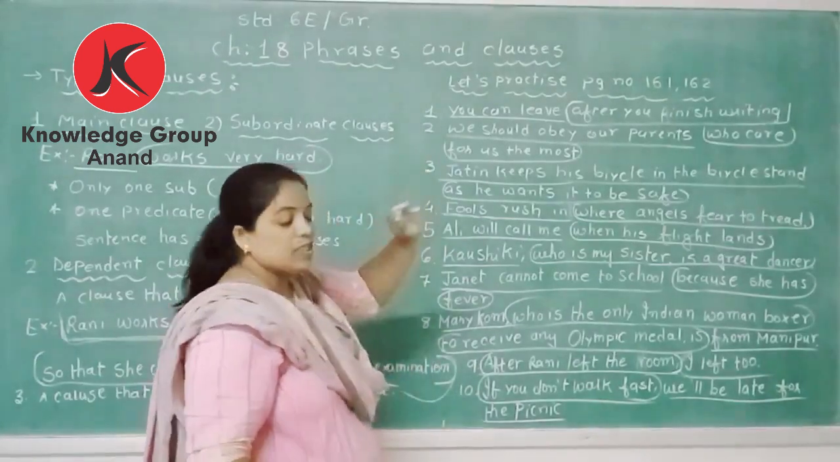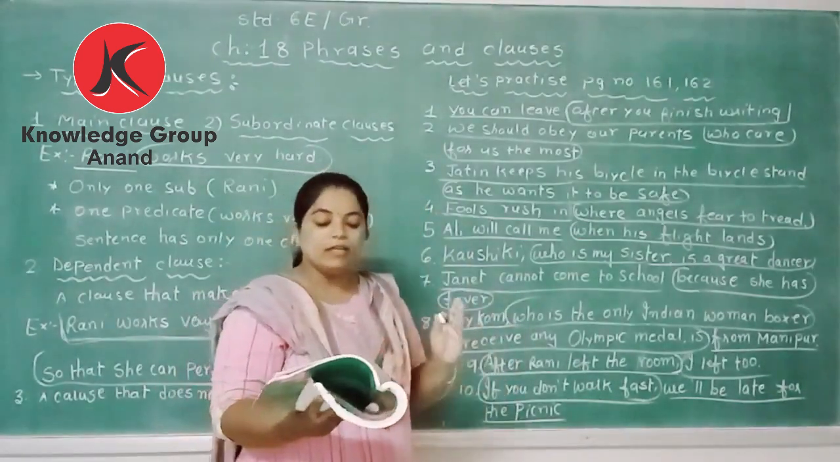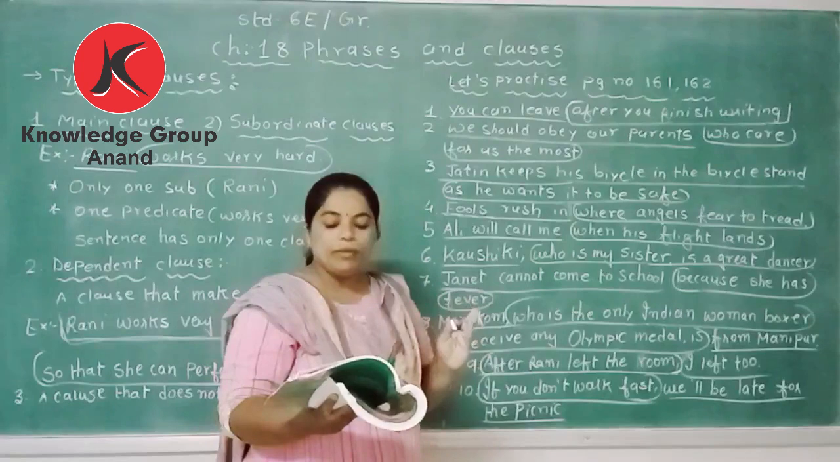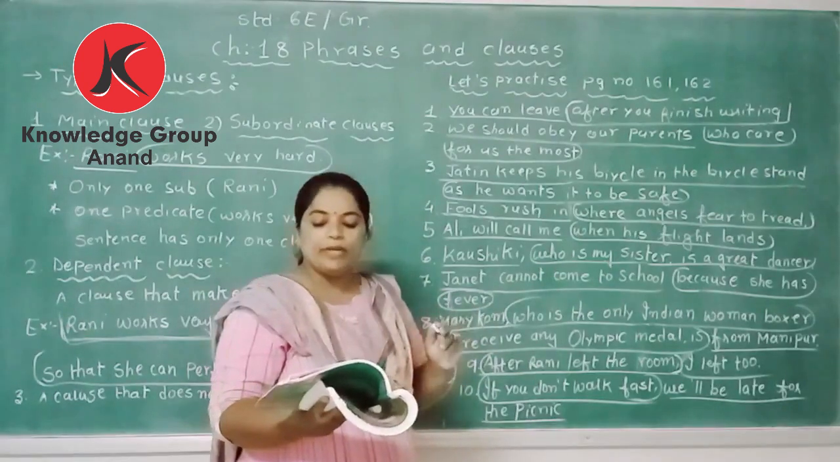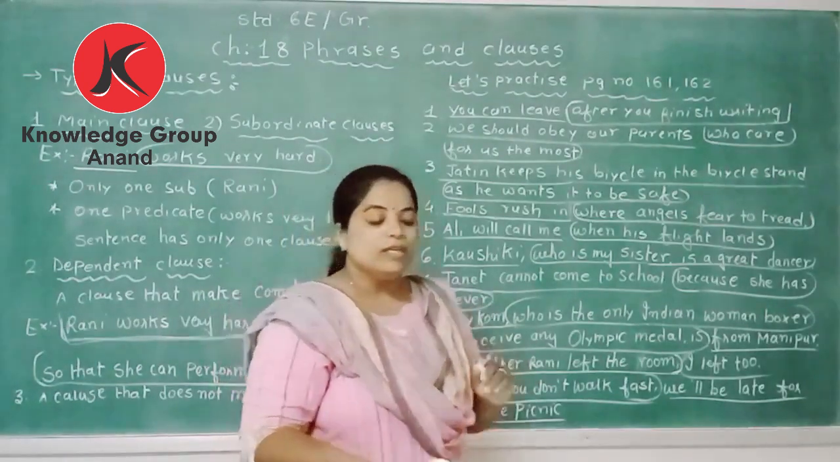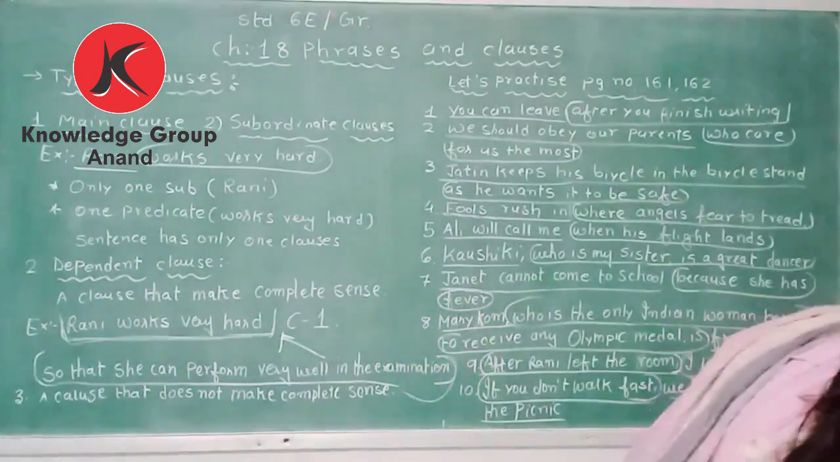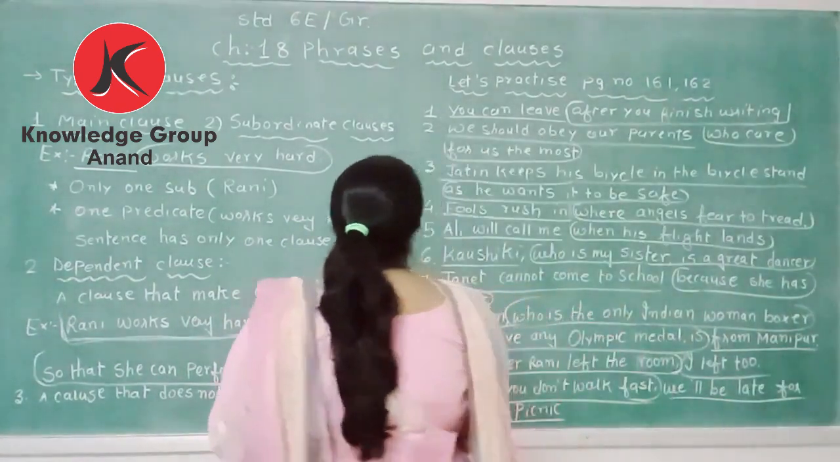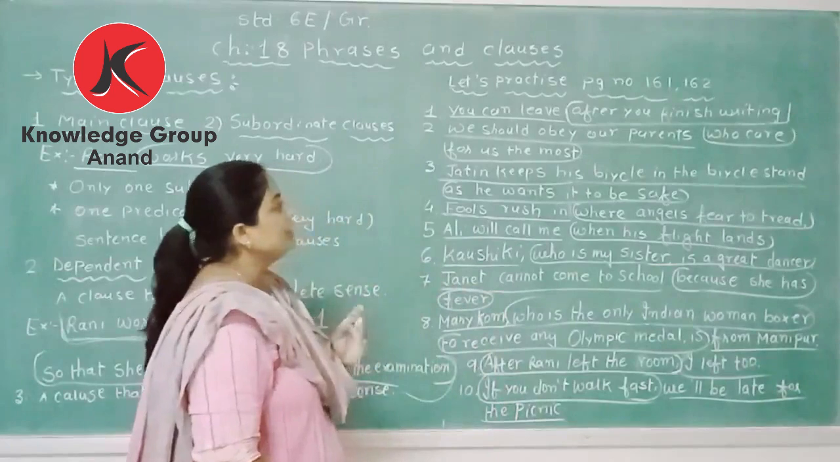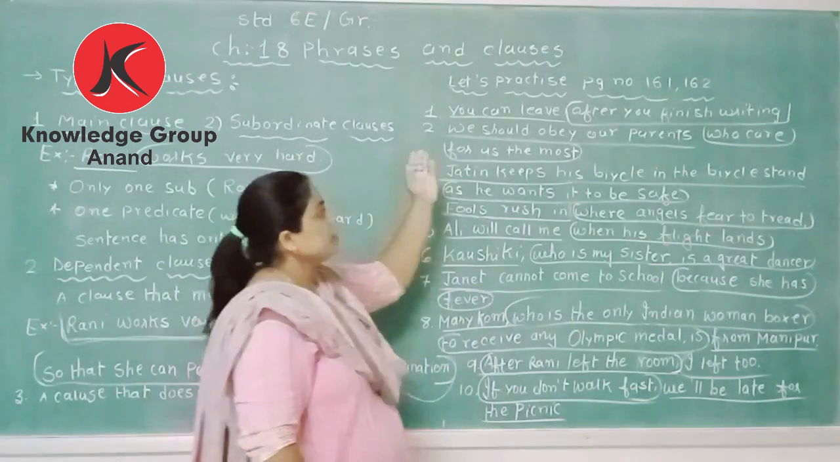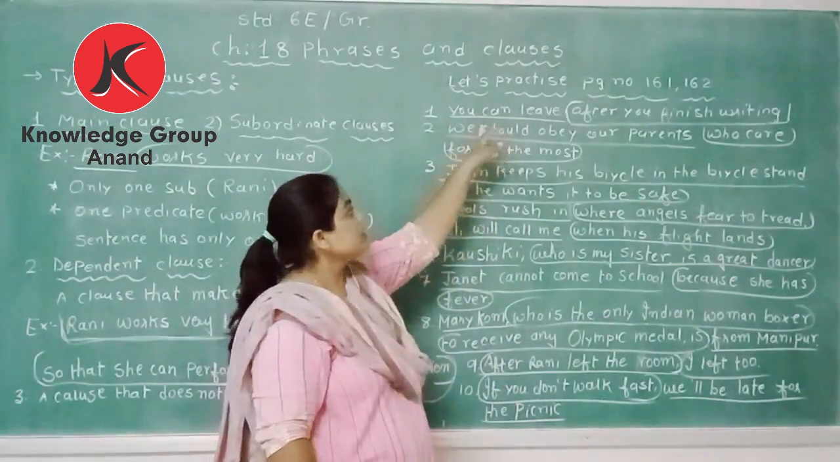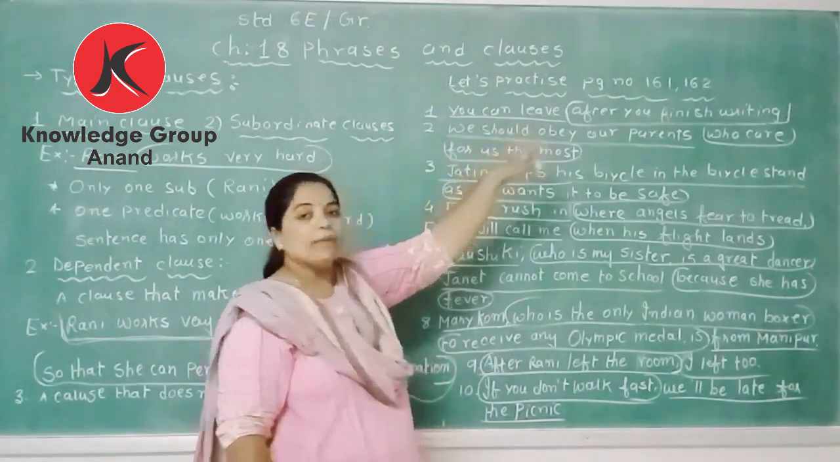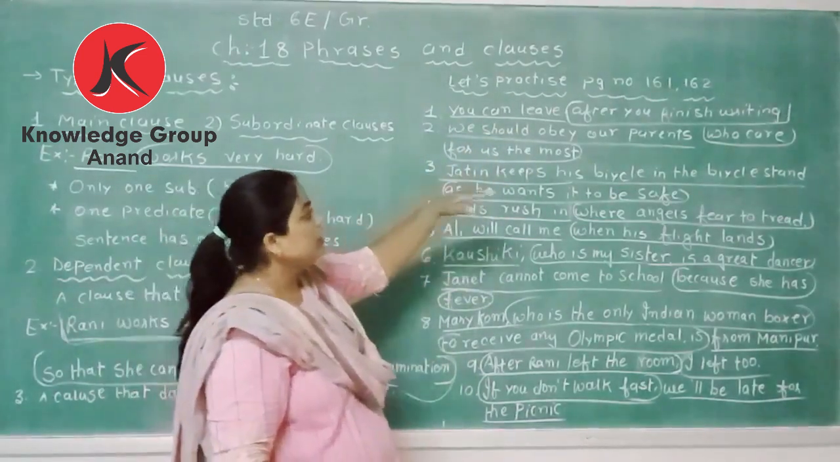Okay, so let's practice. The exercise: underline the main clauses and circle the dependent clauses in the following sentences. Here I have done the exercise for you already. You can read after you finish writing.